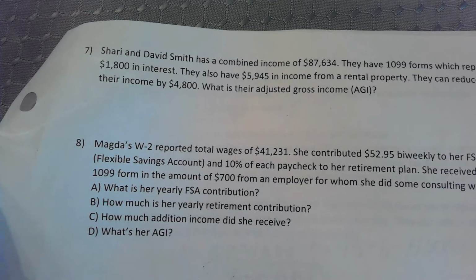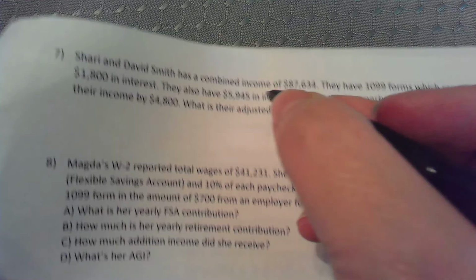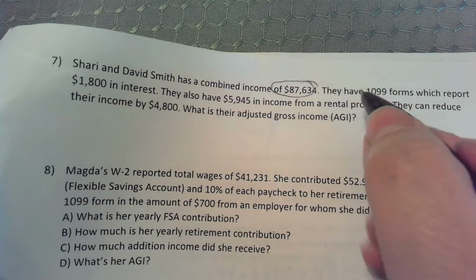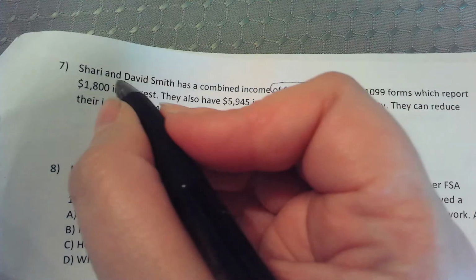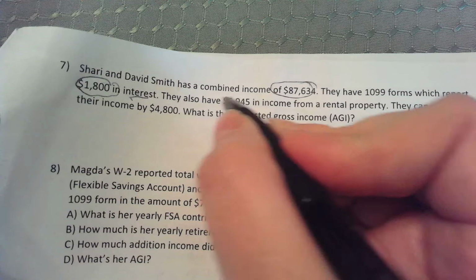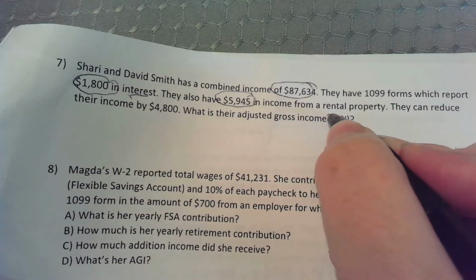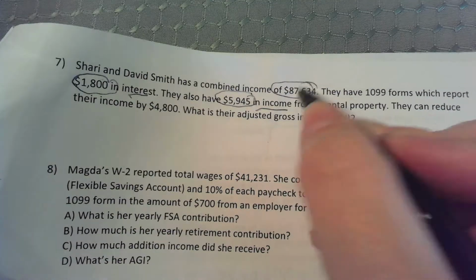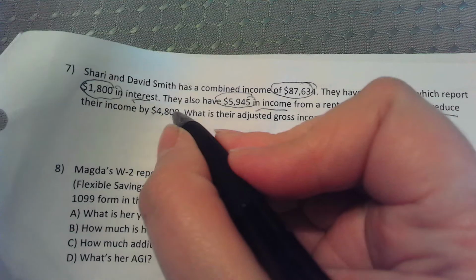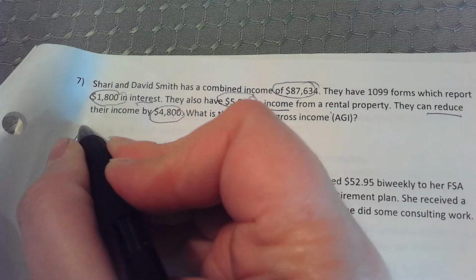Okay, Sharon and Dave have combined income of $87,634. They have 1099 forms which report $1,800 in interest, $5,095.45 from her income from a rental property. They can reduce their income by $4,800. What's their adjusted gross income?